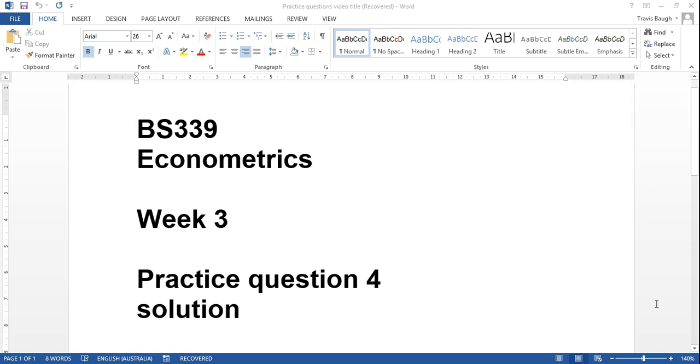Here's a solution to practice question 4 from week 3. In part A of this question, we're asked something about the simple linear regression model, so I thought as background we could quickly look at that model.